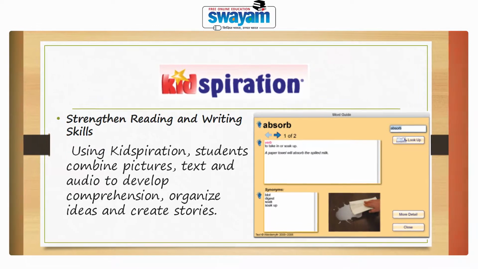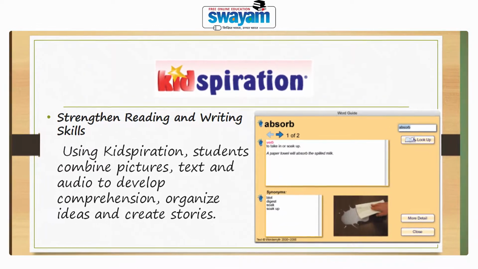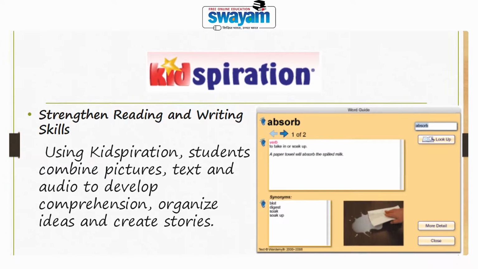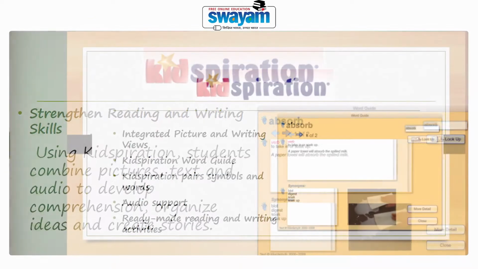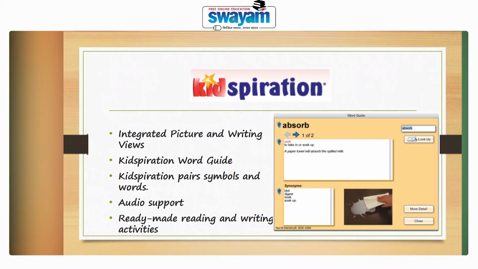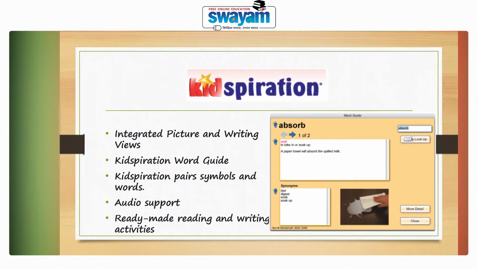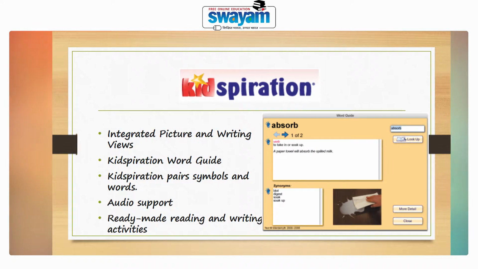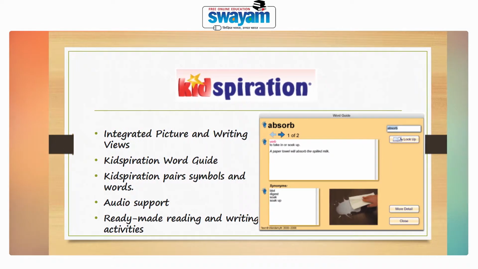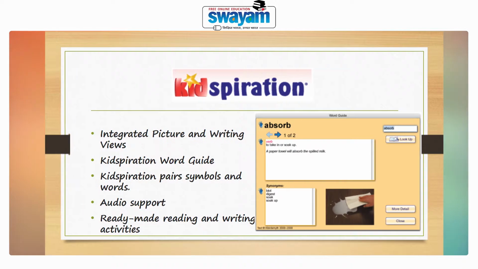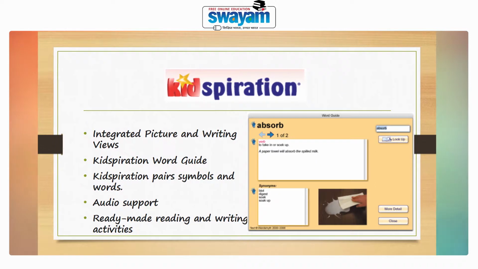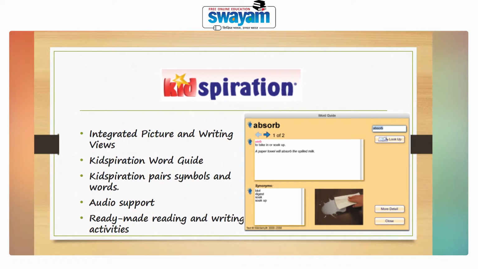Using Kidspiration, students combine pictures, text and audio to develop comprehension, organize ideas and create stories. They can integrate pictures and writing views. It can also help as a word guide for the young students. Kidspiration pairs symbols and words, so you can learn vocabulary as well.